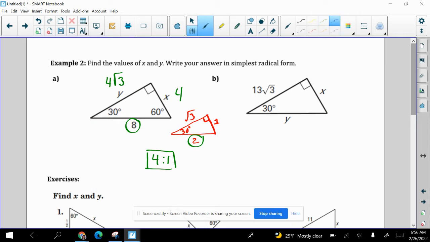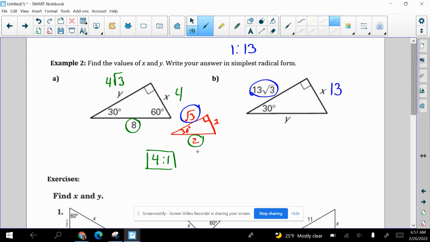And in this triangle, again, you can very nicely see the scale because look, you have this root 3, and this is 13 root 3. So the scale factor, the scale ratio, would be 1 to 13. So everything in my triangle in part B would be 13 times larger. So this would be 13.